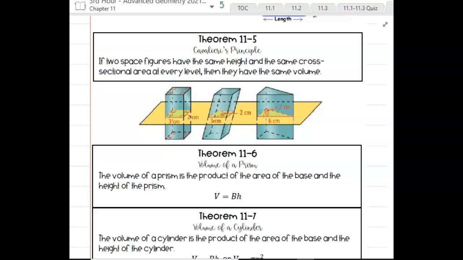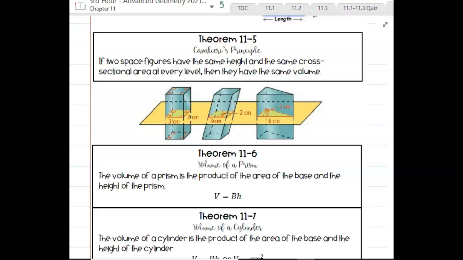3 times 2 is 6. So it has an area of 6 centimeters squared. And if you look at the oblique rectangular prism, its cross section, if you were to really look at it, would be a parallelogram. But to find the area of this parallelogram, you would take 3 times 2, still get 6 centimeters squared. And it would be the same for every single cross-section. Every single cross-section would have the same area.